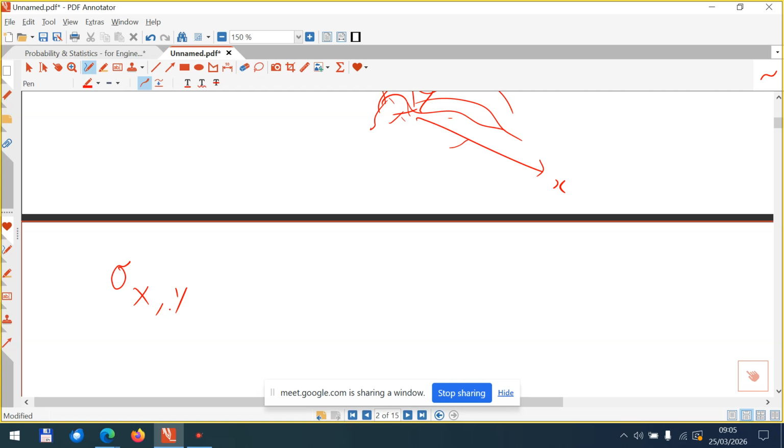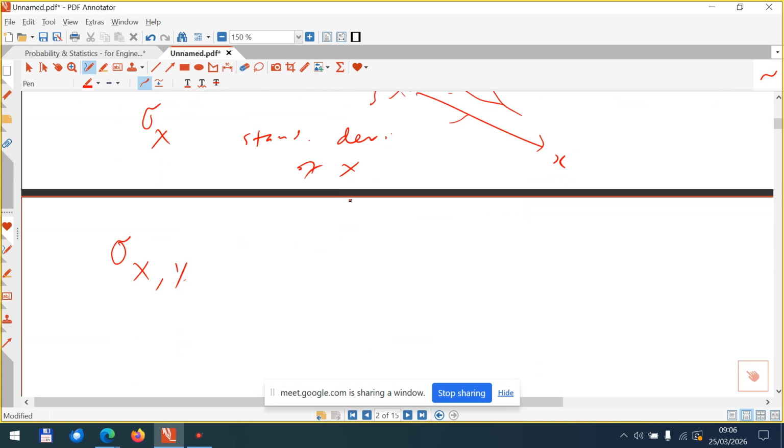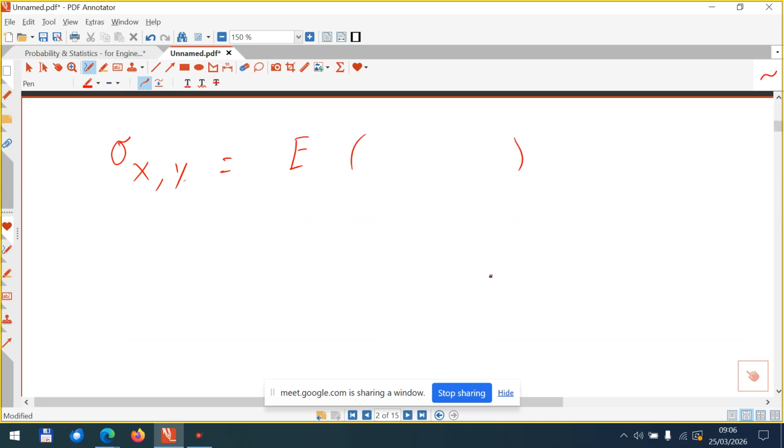But instead of writing x, if I simply say sigma x, this will be the standard deviation of x. And if I write x comma y, or xy, whether you write a square or not is based on convention. Okay. So this will represent what we are searching for. It will be a measure of spread for the joint distribution. So now to construct this, it has to be some expectation, of course. But how to construct that?